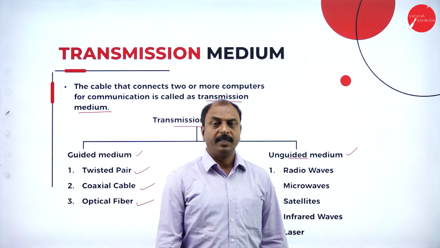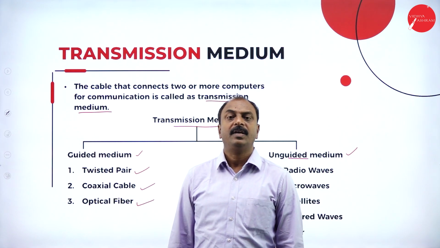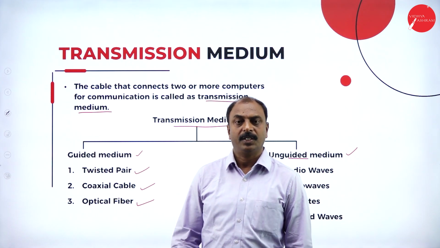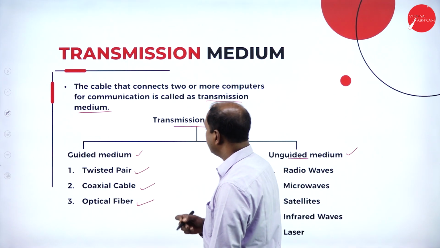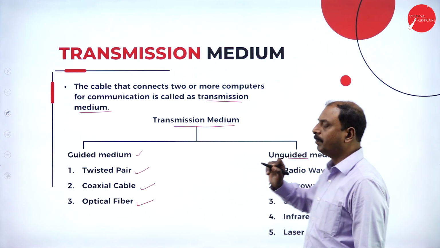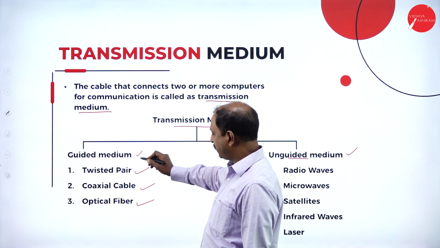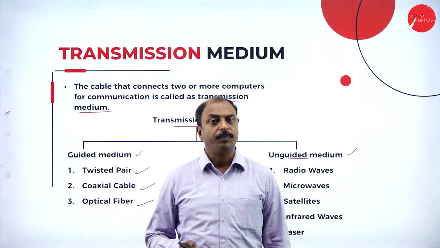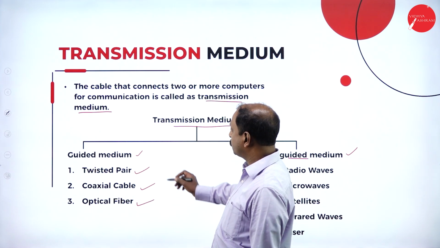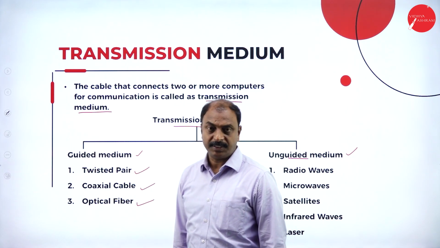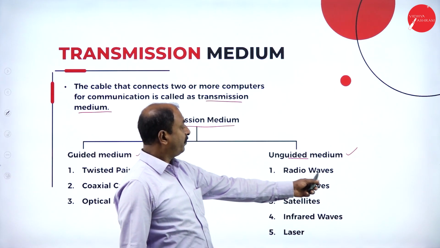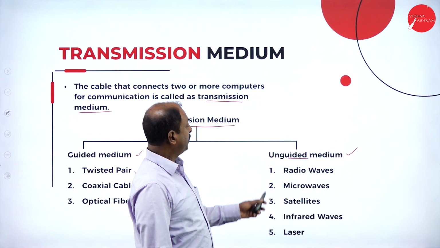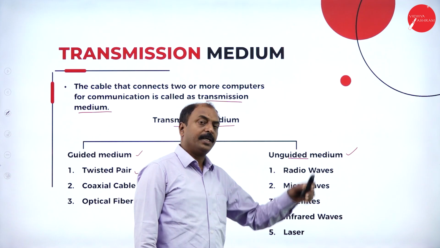Transmission medium, in general, is the way we connect the two computers in a network for communication. There are two methods: one is guided medium, and the second one is unguided medium. Guided medium is the one where we have a direct physical connectivity between two computers in a network by making use of different types of cables. And in unguided medium, the two computers in a network are connected through different technologies.